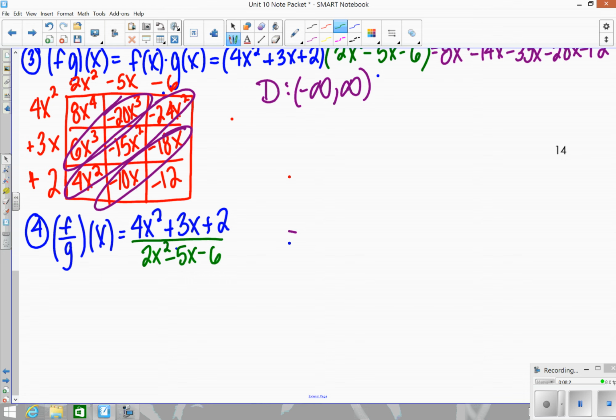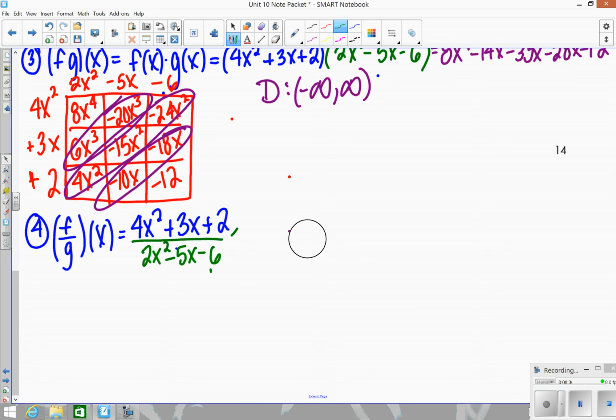To check to see if it actually does factor, in this case you'd have to do the AC slide, where you multiply the 4 and the 2, you get 8. You say what multiplies to 8 and adds to 3. There's nothing that works. So that's why I'm just going to leave my final answer like this.